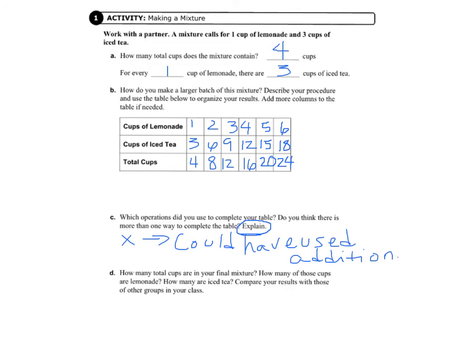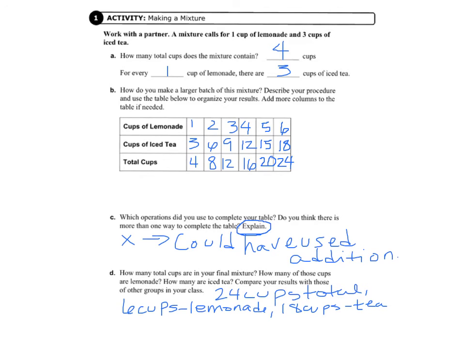Now let's look at letter D. It says how many total cups are in your final mixture? And there are 24 cups in our final mixture. How many of those cups are lemonade? And 6 of those cups are lemonade. 18 of those are iced tea. So let's write that down. And then it asks us to compare the results with those of other groups in our class, but since we're doing this all together, we can skip that step.